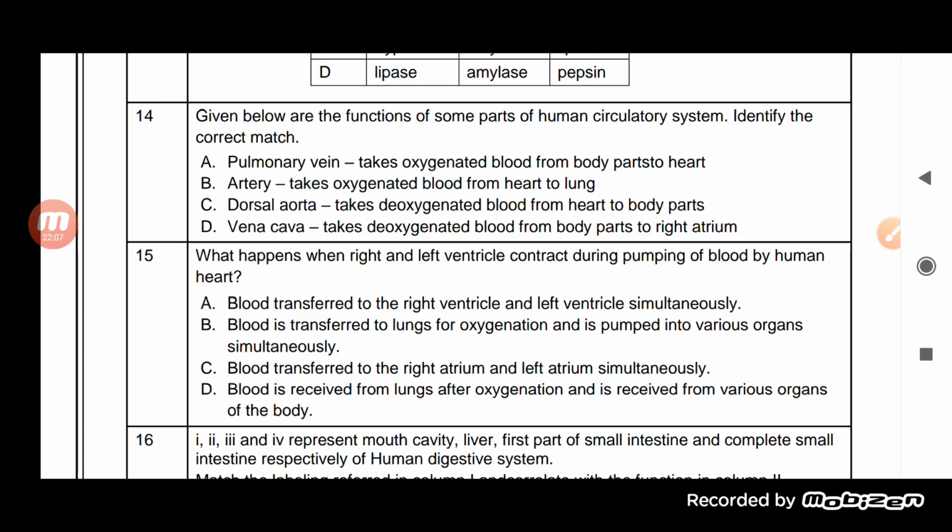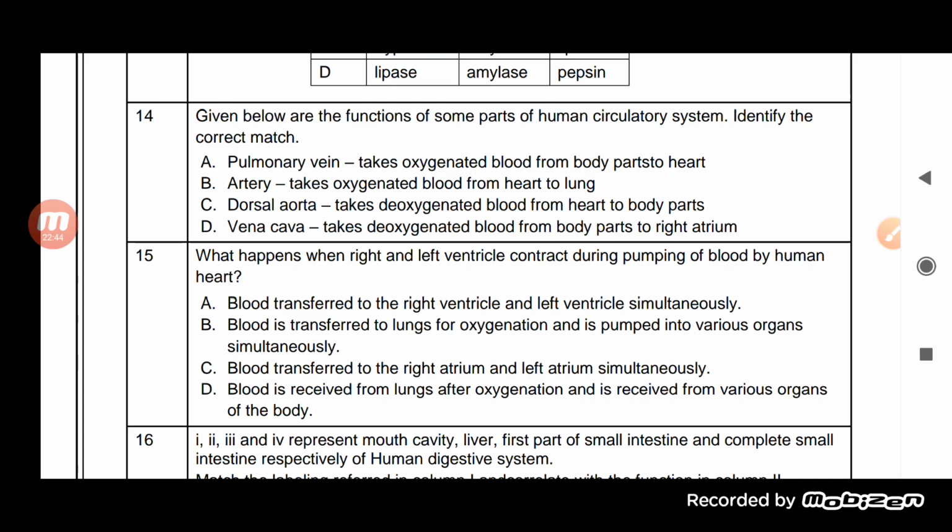Then the next one is artery. It takes oxygenated blood from the heart to the lungs. This is also a wrong one, because an artery carries the oxygenated blood from the heart to all the different body parts. Dorsal aorta: it takes deoxygenated blood from the heart to body parts. The aorta carries the oxygenated blood from the heart to the body parts, so it will be a wrong answer. It does not carry the deoxygenated blood.